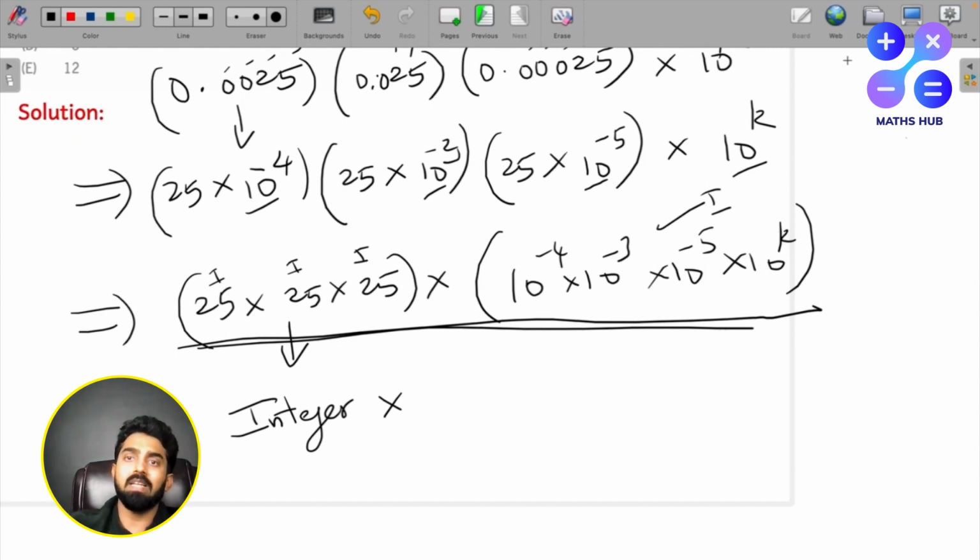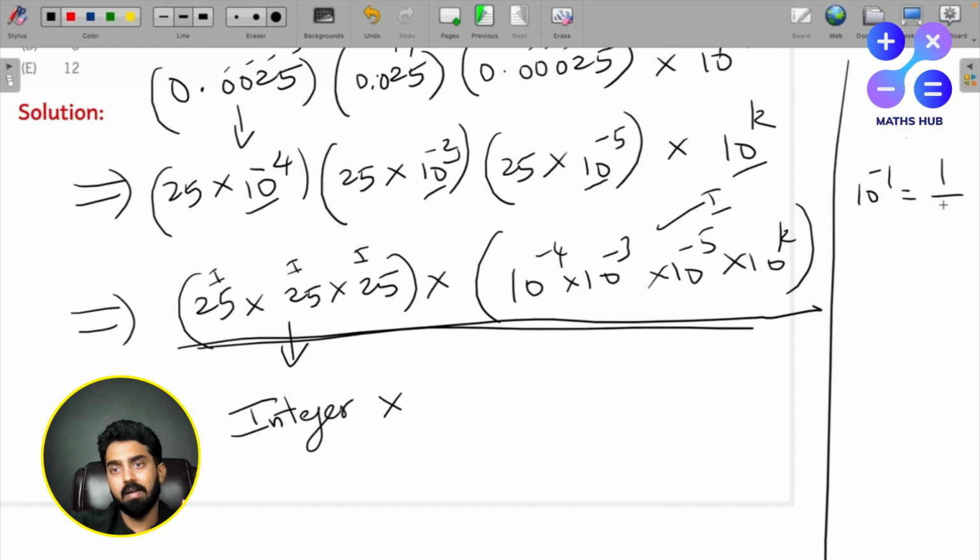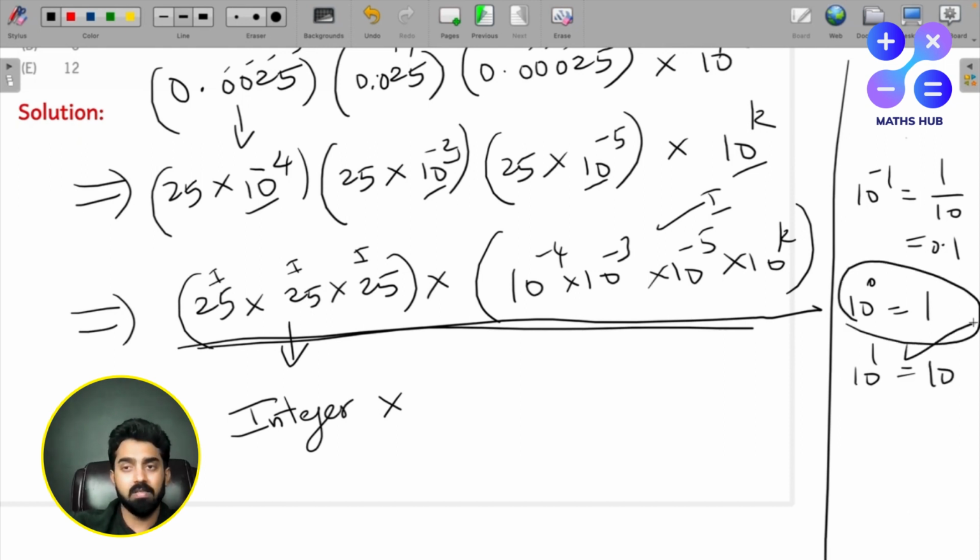Now, what is the least possible value of a 10 to the power which can be an integer? 10 to the power minus 1 is 1 by 10, which is 0.1, not an integer. 10 to the power of 0 is 1. 10 to the power of 1 is 10. 1 is the least possible integer in the case of 10. Anything you go less than this will always be a decimal. 10 power minus infinity is basically 0, but let's not worry about that in this case. 10 power 0 is exactly 1.